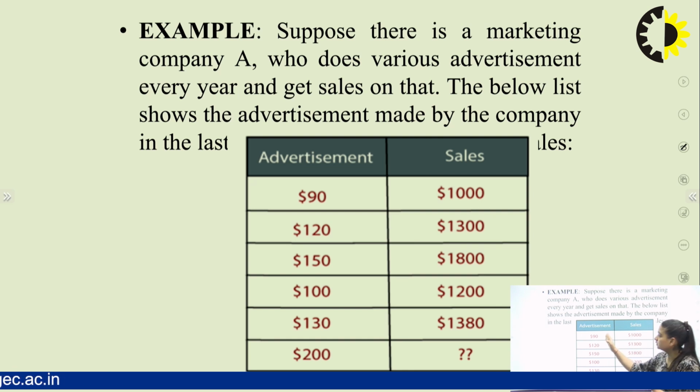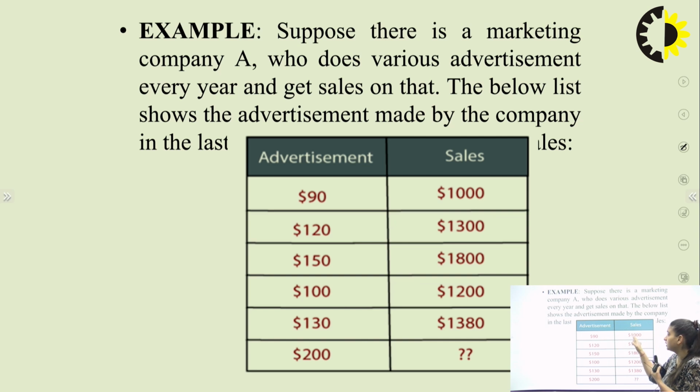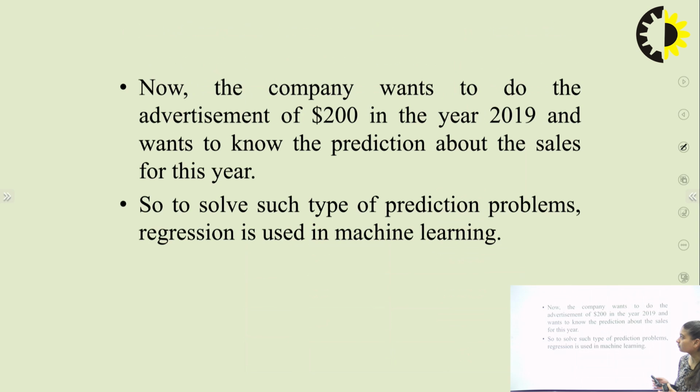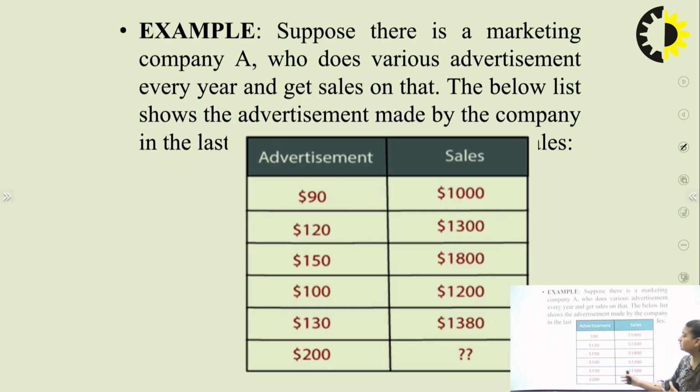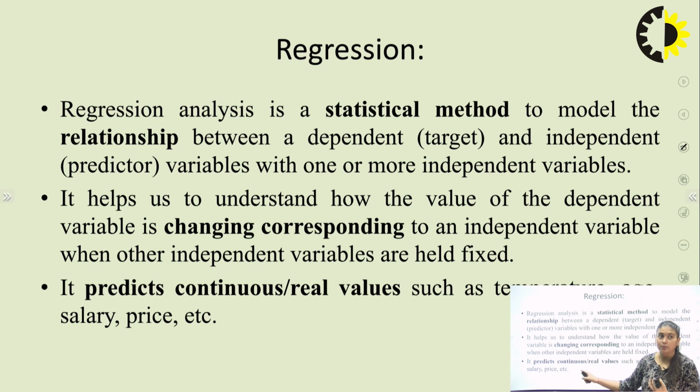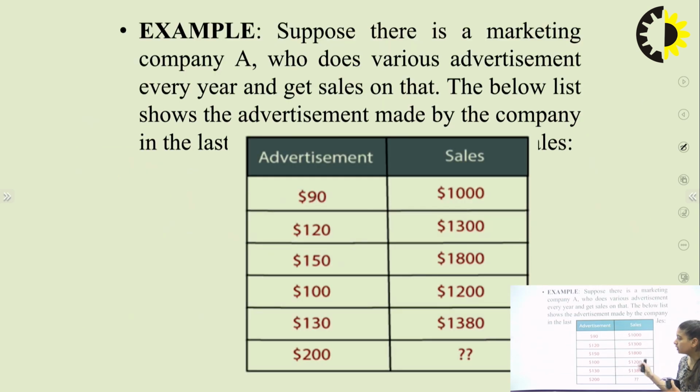Suppose we are having $90, so correspondingly the sales is this, then for 120 the sales is this, and so on. So advertisement is the independent variable and sales is the dependent variable, because its value depends on the advertisement. Lastly, we have this $200, and correspondingly we have to find out what will be the sale for this particular amount. And again you can see here, as we discussed in the last point, that it predicts continuous and real values. So here also these are continuous and real values, not categorical ones.